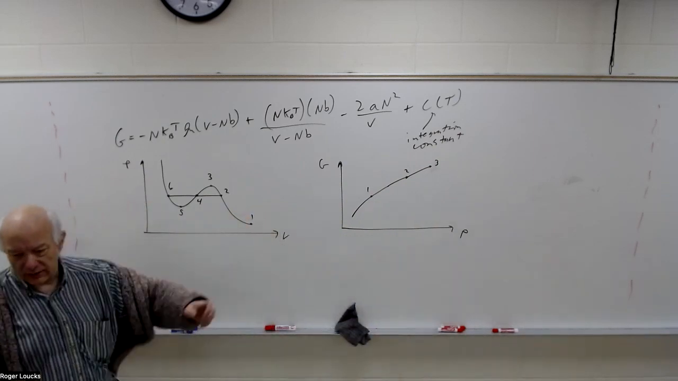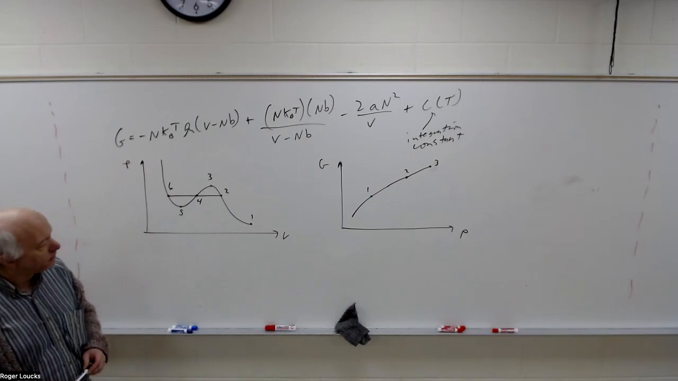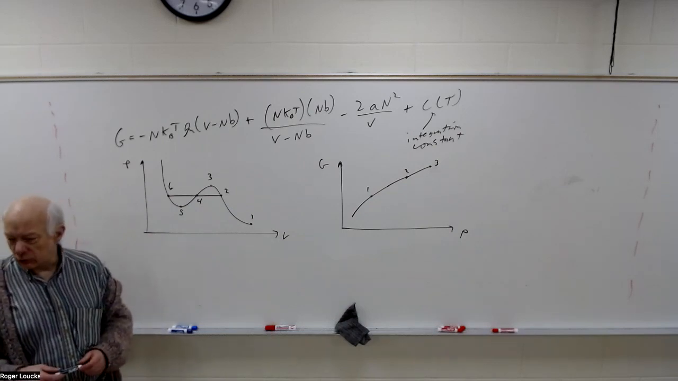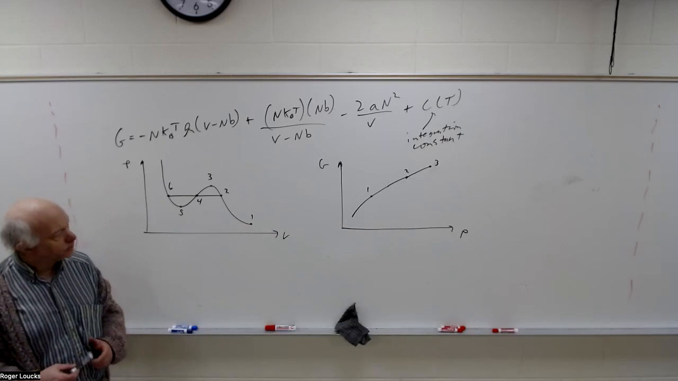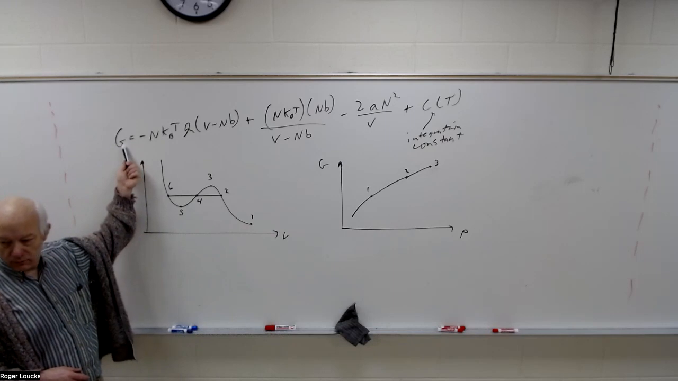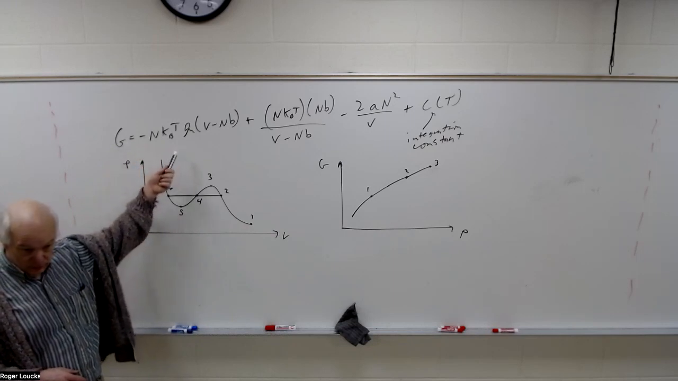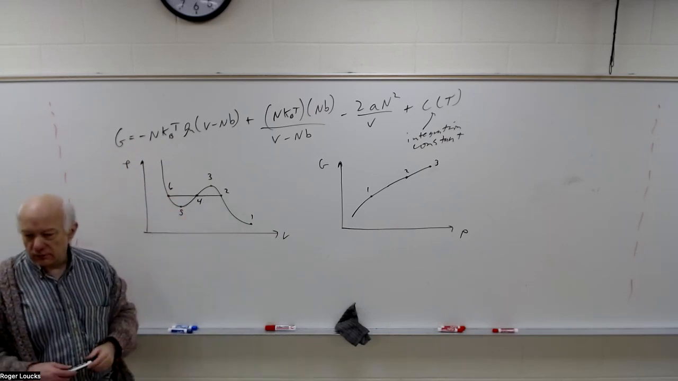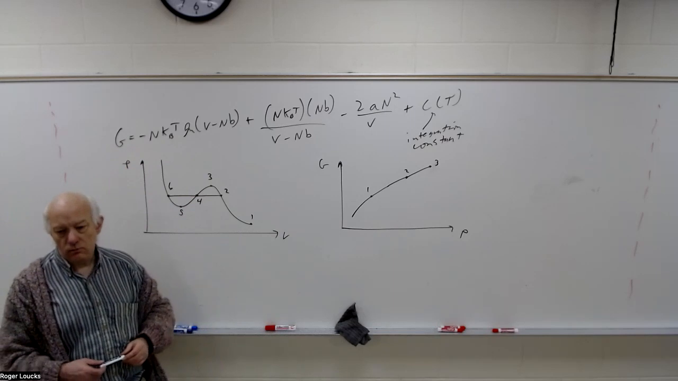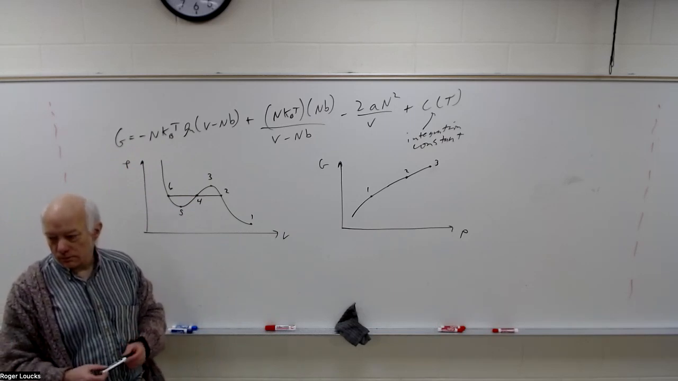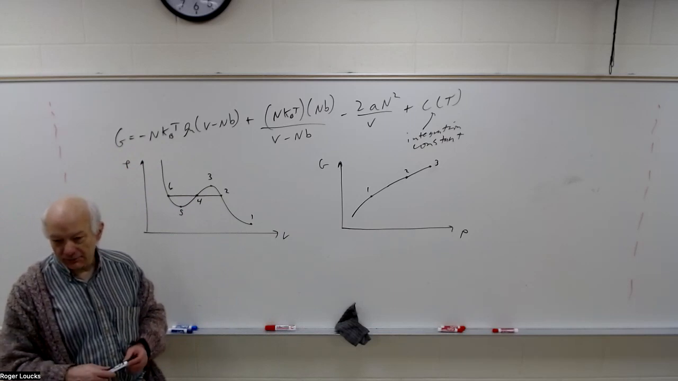Because I actually might make you do this on Excel, but I have to do it myself to make sure that's possible. Tell me how you do this. You gotta do it yourself. The problem here is that this G only depends on V. Okay, this is for constant T. So how are you making a G versus P graph? For an ideal gas, we can't do that.